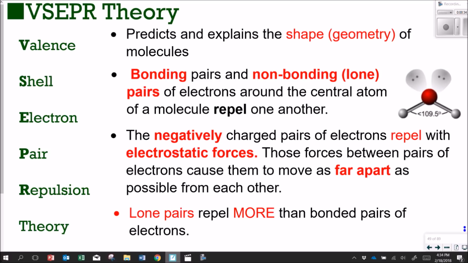Bonding pairs and non-bonding or lone pairs of electrons around a central atom of a molecule repel one another. The negatively charged pairs of electrons will repel with electrostatic forces, and these forces between the pairs of electrons cause them to move as far apart as possible from each other. Lone pairs will repel more than bonded pairs of electrons.